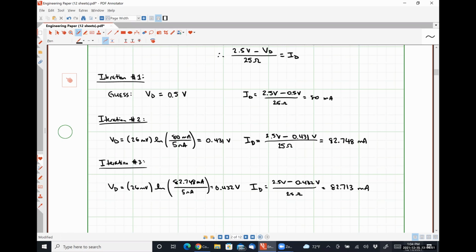It shouldn't matter. It literally shouldn't matter. Now, that being said, at the end of this class period, we are going to talk about what's called the constant voltage drop diode model.